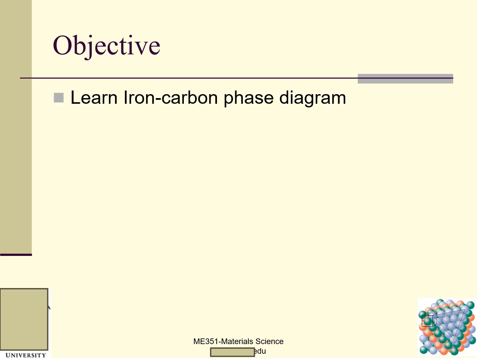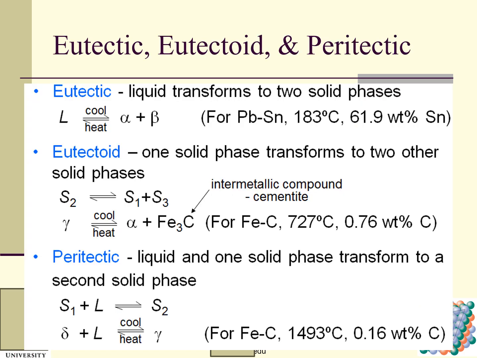This is one of the most important topics in material science because iron-carbon alloys are commonly used for industry applications. First, we want to refresh your memory about these three important reactions: eutectic, eutectoid, and peritectic.